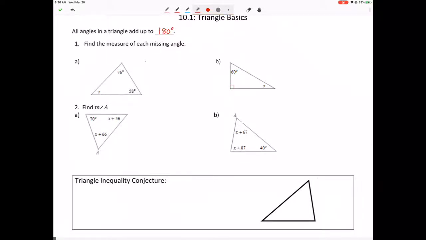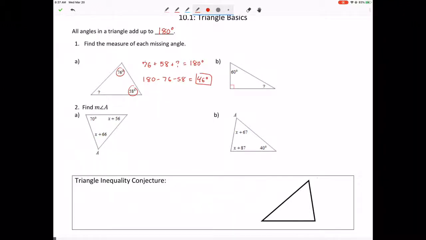Find the measures of each missing angle. All right, so if they give us 2 of the angles and we want to find the question mark, well, we know that 76 plus 58 plus whatever that is will give us 180 degrees always whenever we have triangles. So you could just say 180 minus 76 minus 58, and that would leave us with 46 degrees. All right, so these will probably be some of the easiest points on the test.